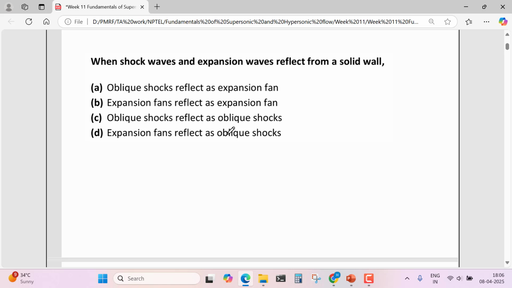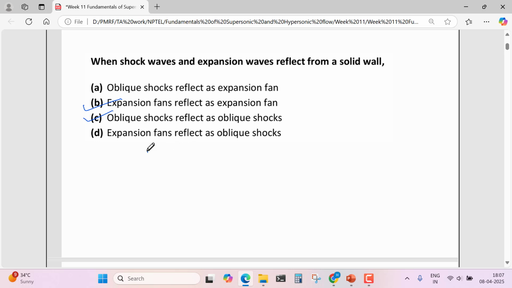First problem: when shock waves and expansion waves reflect from a solid wall, do oblique shocks reflect as expansion fans, expansion fans reflect as expansion fans, oblique shocks reflect as oblique shocks, or expansion fans reflect as oblique shocks? What is the answer for this one? The answer will be option B, expansion fans reflect as expansion fans, and option C, oblique shocks reflect as oblique shocks.